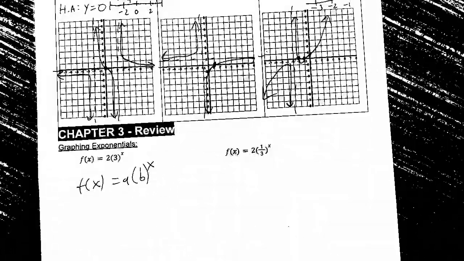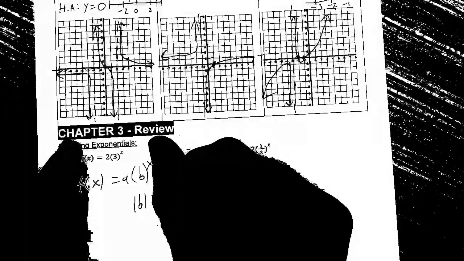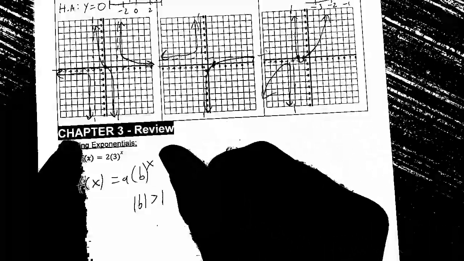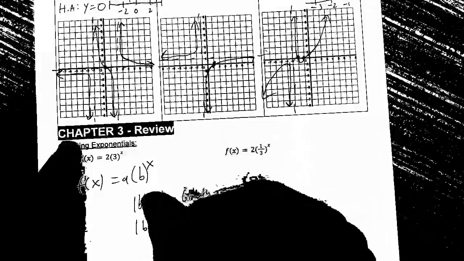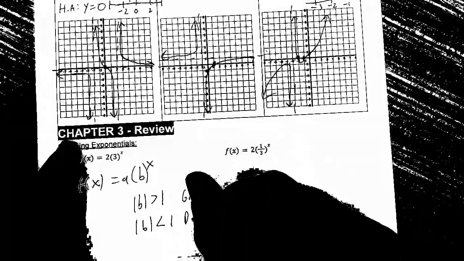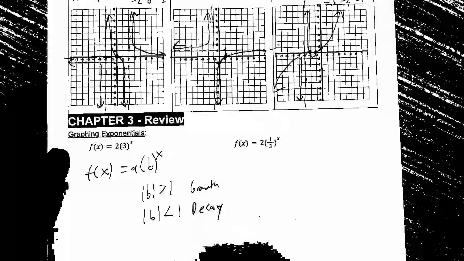If the absolute value of b is greater than 1, that means it's going to be what? What kind of exponential? It's going to be growth. And if the absolute value of b is less than 1, it's going to be decay. Okay? So, here we go.